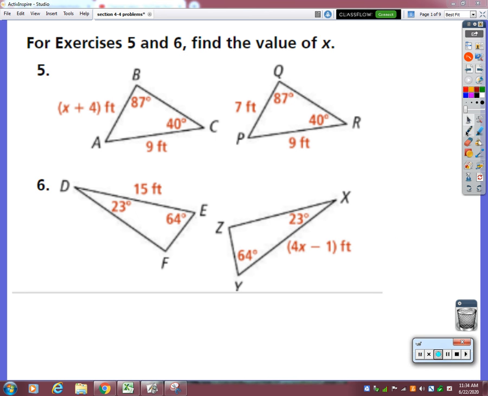All right, so let's take a look at some of these problems that we did. For this one, we're asked to find the value of x, so we look at this and say, okay, I know this angle and this angle are the same, and this angle and this angle are the same. These two sides are the same, therefore the triangles are the same. Since this is 7 feet, then this also has to be 7 feet. So that means that x equals 3.